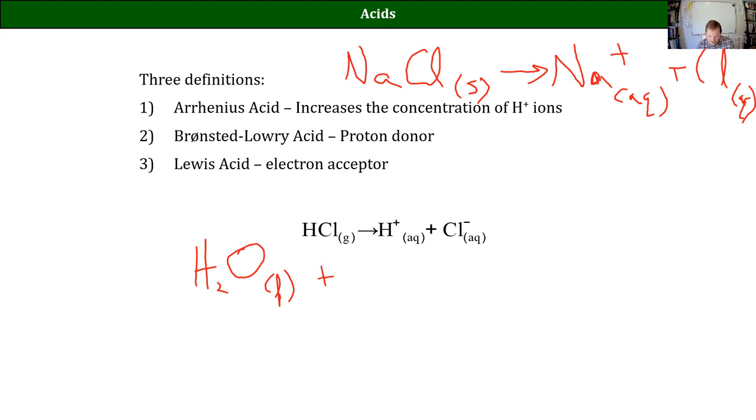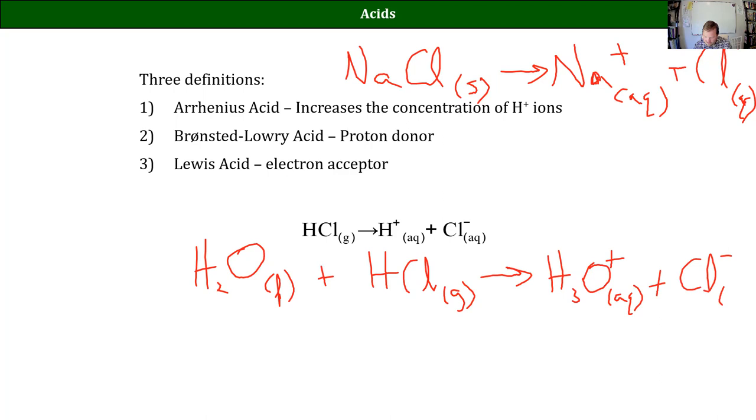It turns out for acids, though, when you put acids in water, you actually wind up with the water accepting the H plus. The water gains an H plus and turns into H3O plus, and the chloride is just going to float around on its own now. The chloride just gives away its H plus to the water, and now the chloride can just float around on its own. Right. So when we write these equations this way, it makes it really clear that HCl is giving up an H plus. If it's giving up an H plus, by definition, that makes it an acid.